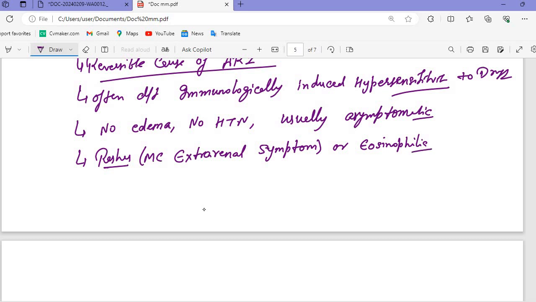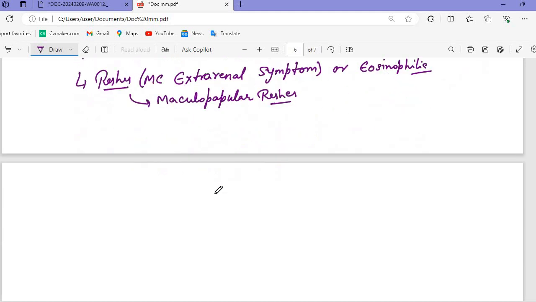Okay, so in these patients the most common extrarenal symptoms are the rashes, and eosinophilia will be present. And what type of rashes do they have? They have the maculopapular rash. What is the maculopapular rash? Macules and papules will both be there. That is what we have, the maculopapular rash or the eosinophilia.